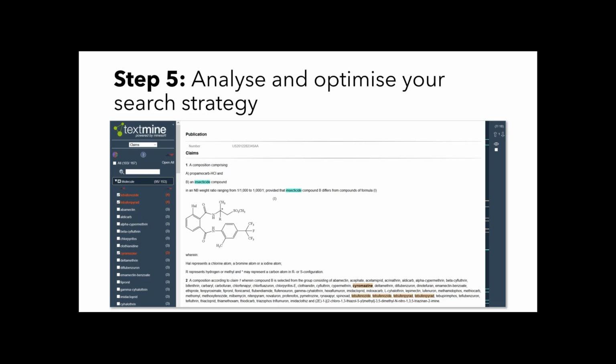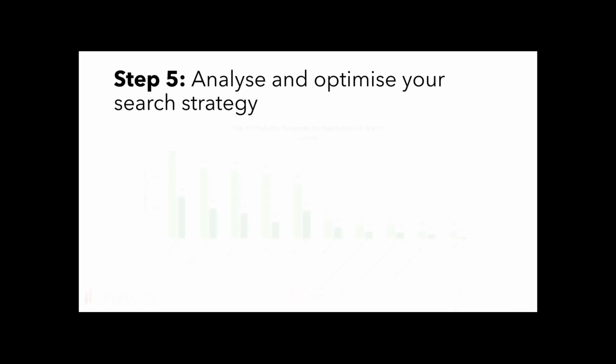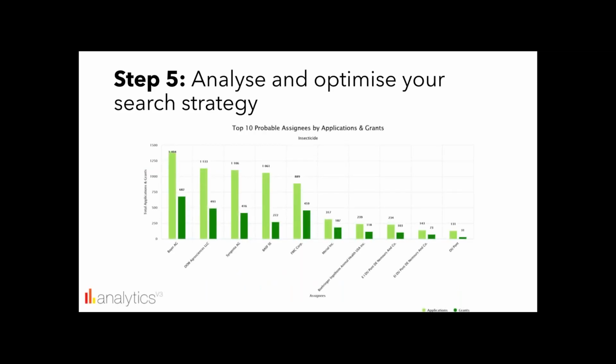TextMine is integrated directly into PatBase and allows you to identify and review chemical structure hits and other scientific terms in context. Also, identify the most frequently occurring assignees and inventors and ensure that areas in which they work are relevant by investigating their patent portfolio and websites. Then be sure to include their patent portfolio in your final landscape.